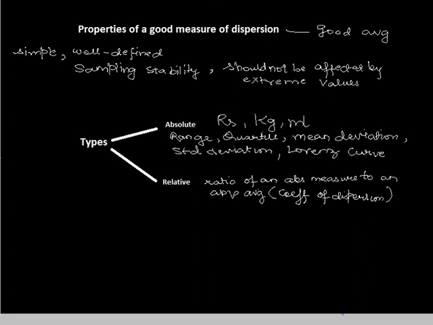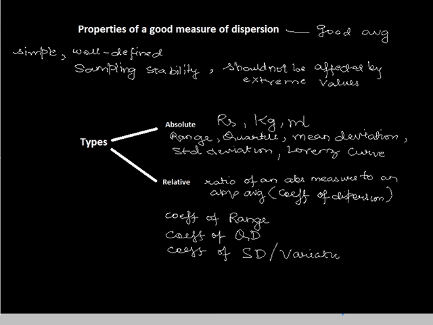The relative measures would be, for example, coefficient of range, coefficient of quartile deviation, coefficient of standard deviation, coefficient of mean deviation, or coefficient of variation. Standard deviation and variation are related concepts. So coefficient of standard deviation or variation, coefficient of mean deviation as well.